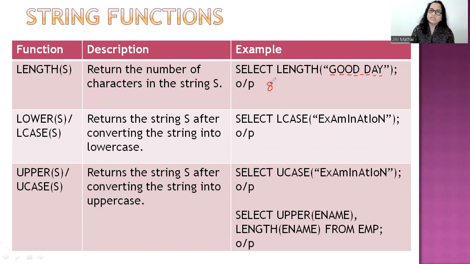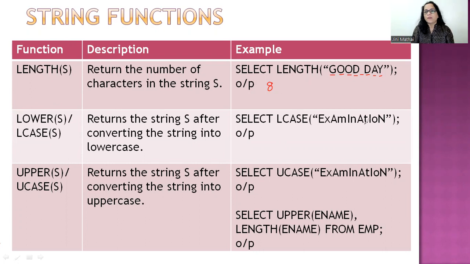Okay, coming to the next function. The next function is called the lower function or the L case function. It takes a string and gives you a string back, converting all the characters of the string to lowercase. Now you might wonder, what if your string has special characters or digits? Obviously there is no small letter 1 or small letter star, right? So those characters remain unchanged.